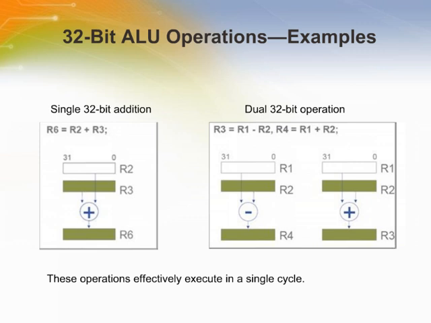Of course, the Blackfin can also do 32-bit arithmetic operations as illustrated, R6 = R2 + R3. Similar examples to the previous ones. The difference is only one single operator, so that tells the assembler that we're doing a single 32-bit operation. In other words, R2 and R3 contain 32-bit values, not pairs of 16-bit values. We can also do a dual 32-bit operation where we take the sum and difference between, in this case, R1 and R2. These also are effectively single-cycle operations.